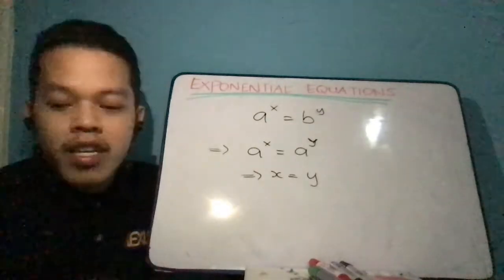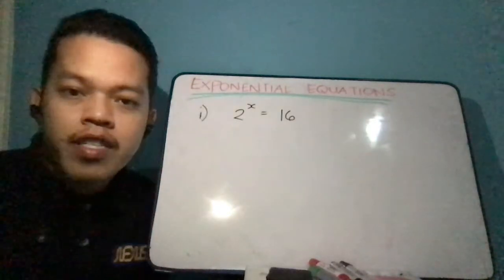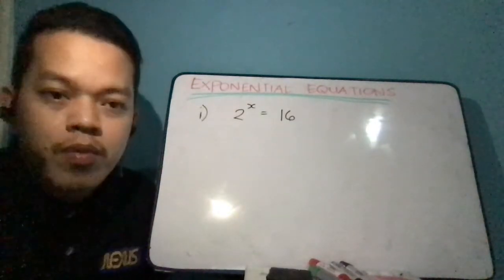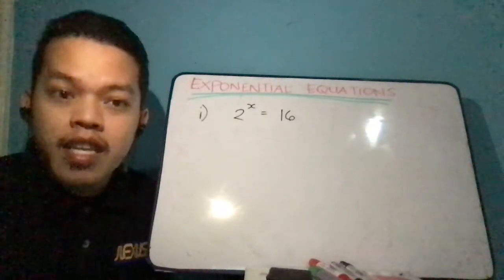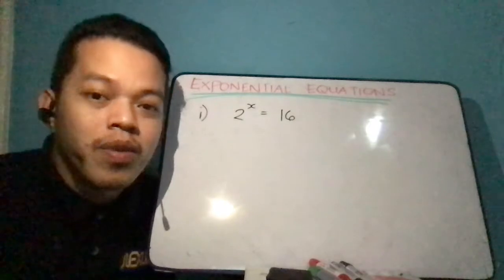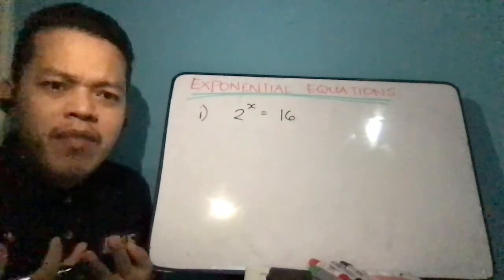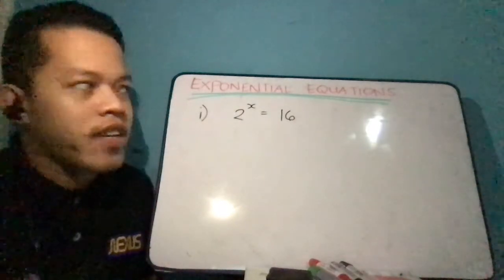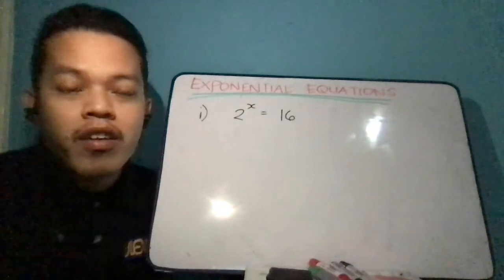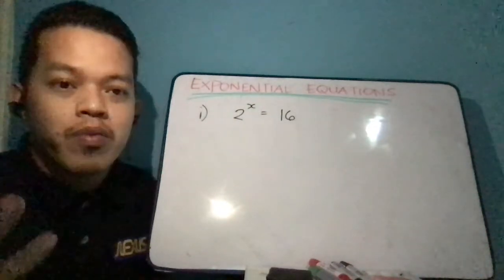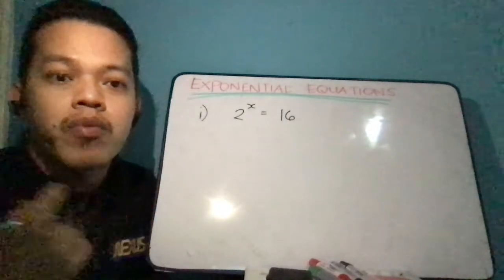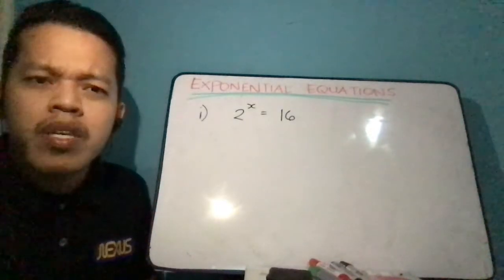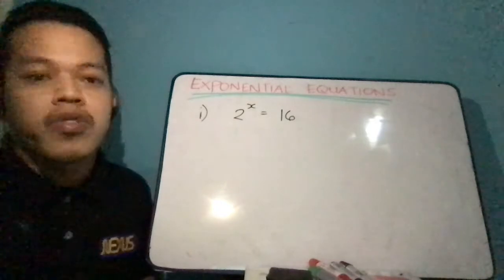Okay, let's begin with some examples. The first example is 2 to the x equal to 16. So what will be the value of x that will result in 16? So we mentally compute this one, and we can say that x is equal to 4, because 2 times 2 times 2 times 2, you multiply 2 by itself 4 times, it will give you 16. But how can we show the algebraic solution for this one?